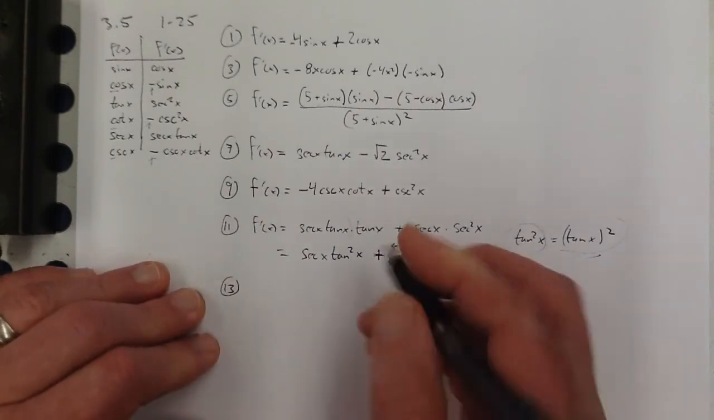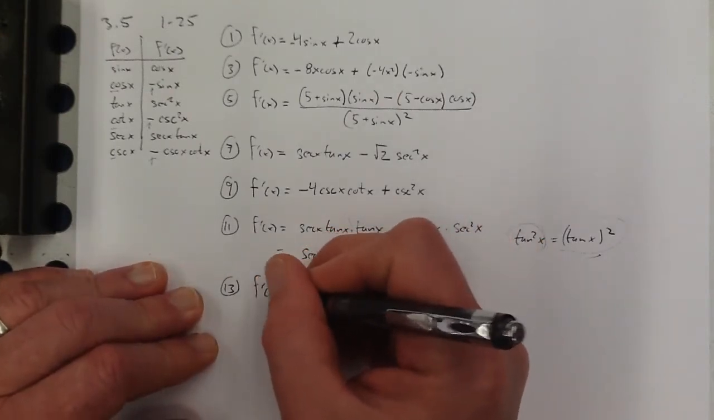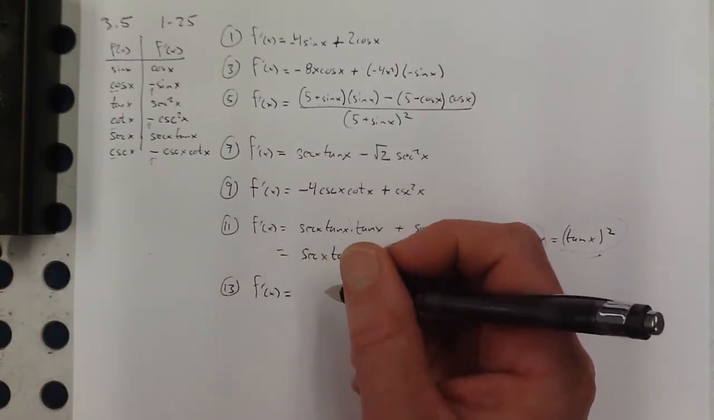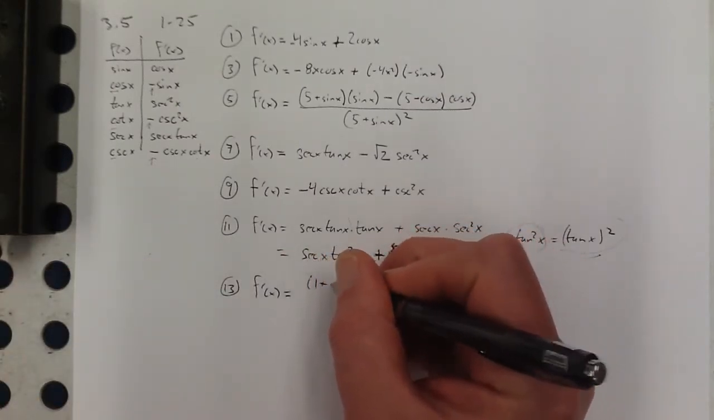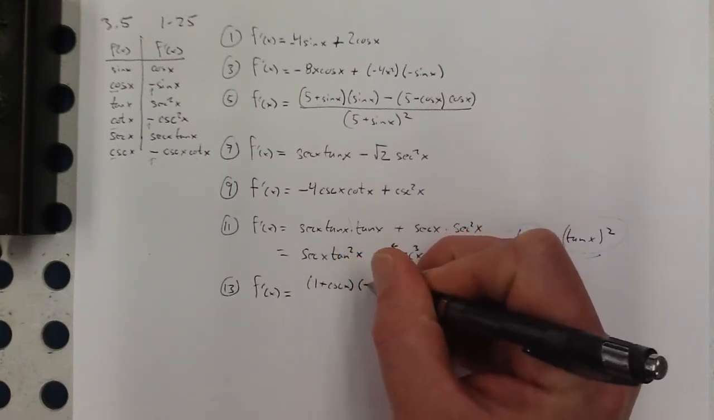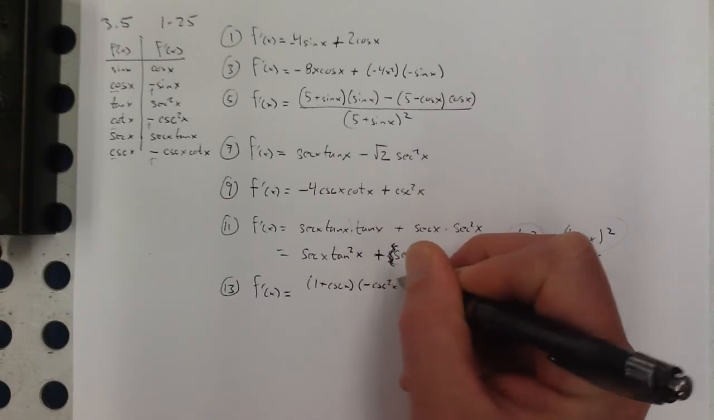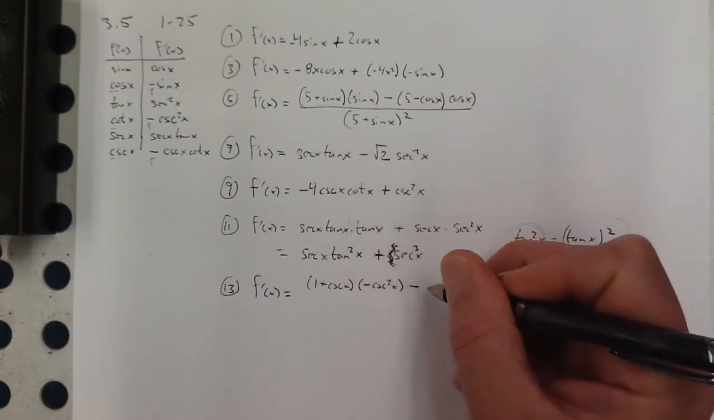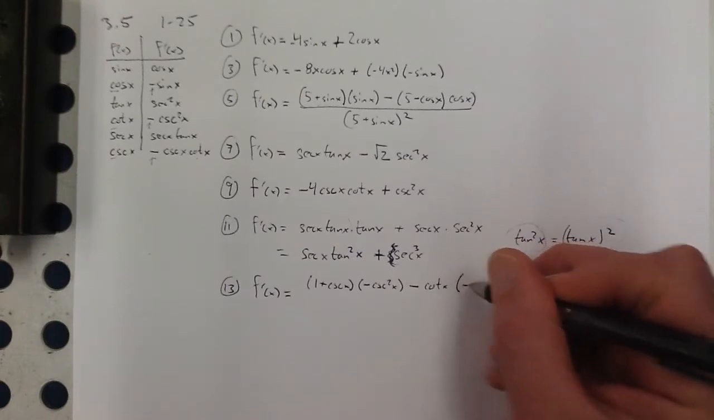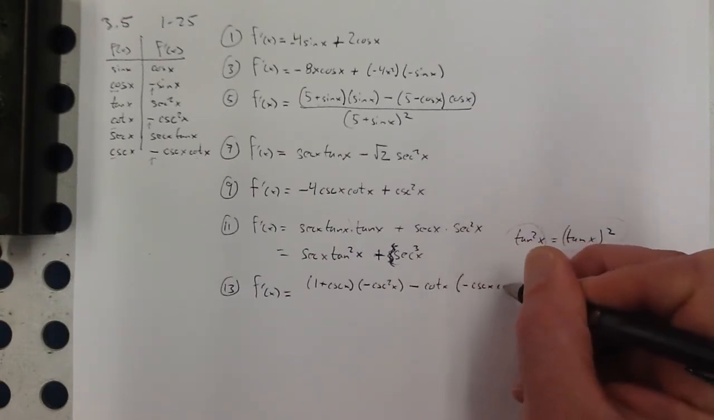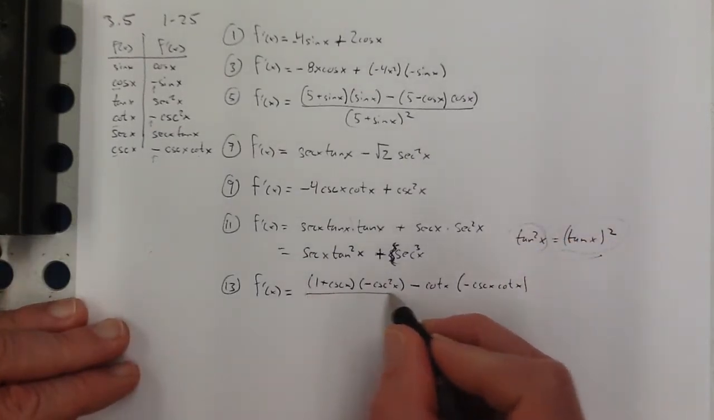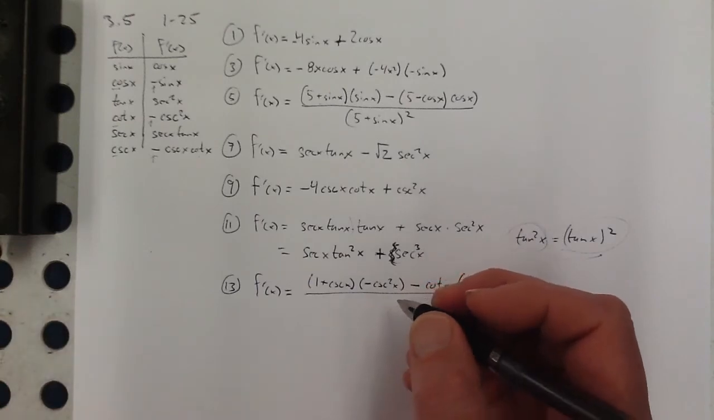Number 13, looks like I got some quotient rule. Right, low, d high, minus high, d low, some negative signs could be cleaned up there, and low low.